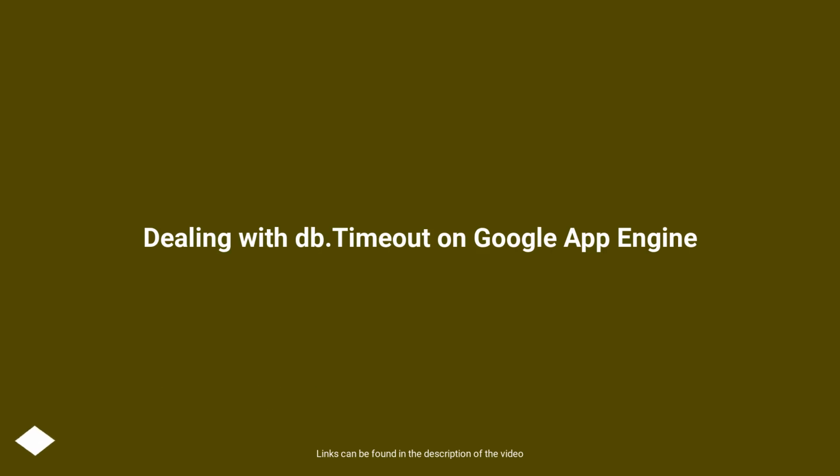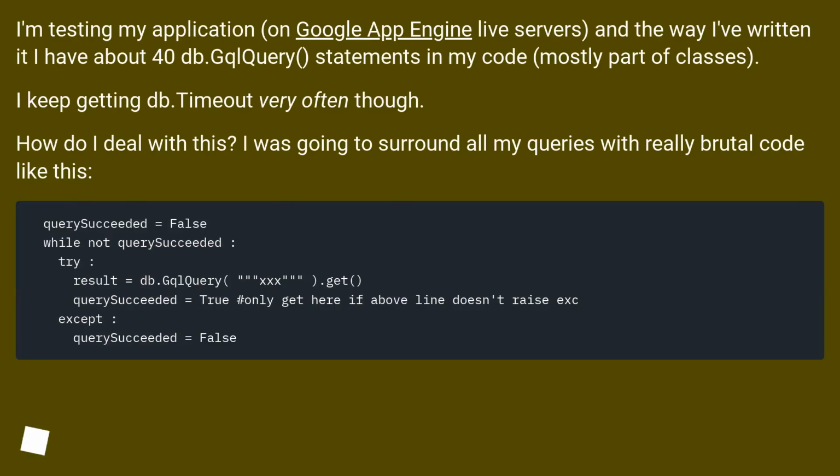Dealing with db.Timeout on Google App Engine. I'm testing my application on Google App Engine live servers, and the way I've written it, I have about 40 db.query statements in my code, mostly part of classes. I keep getting db.Timeout very often though. How do I deal with this?